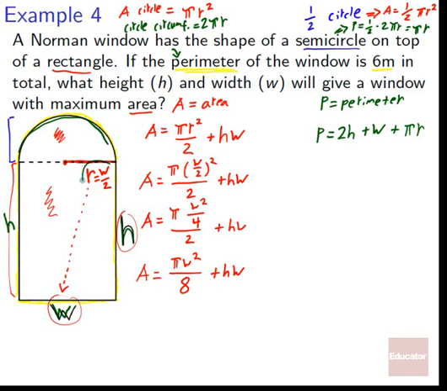Now once again, we don't really want to have extra variables floating around, so we want to get rid of that. So perimeter equals 2h plus w plus pi times w over 2. Great.